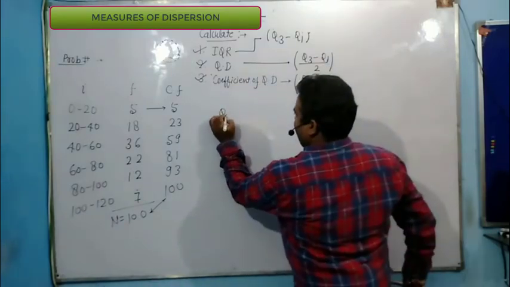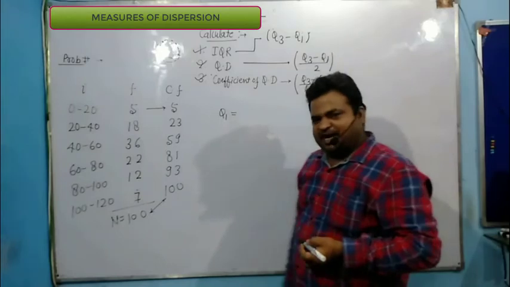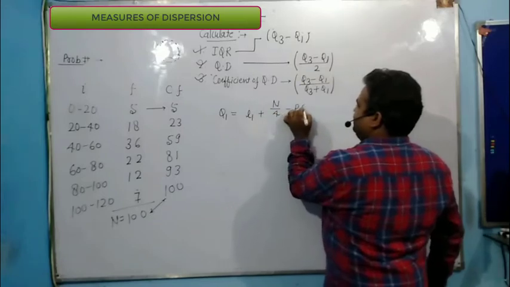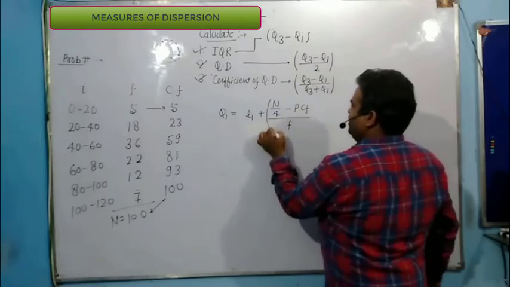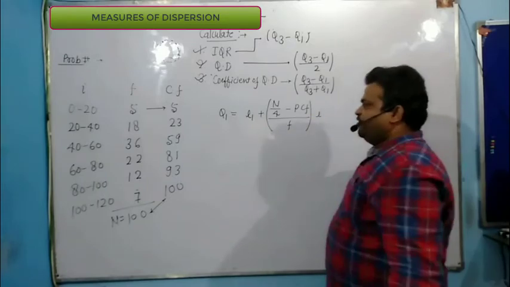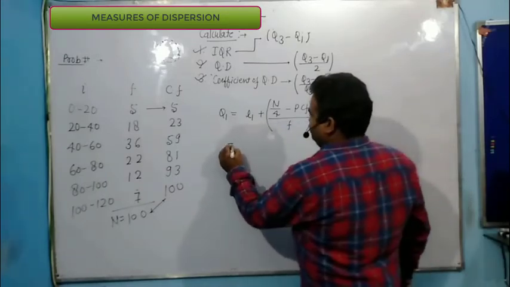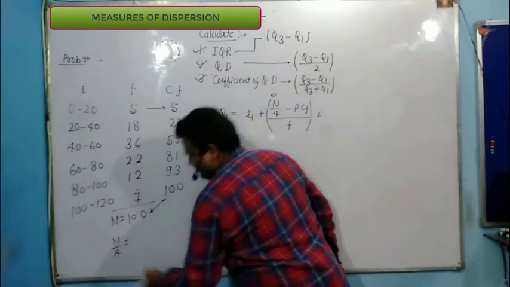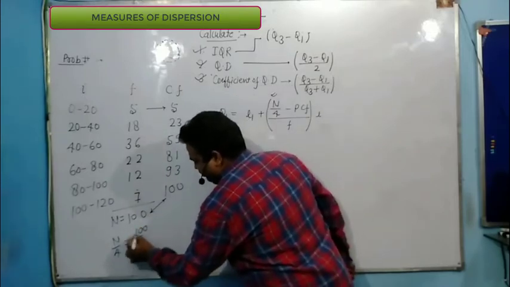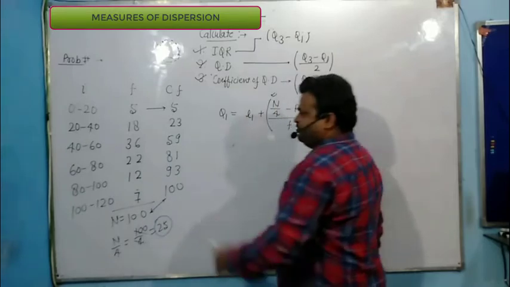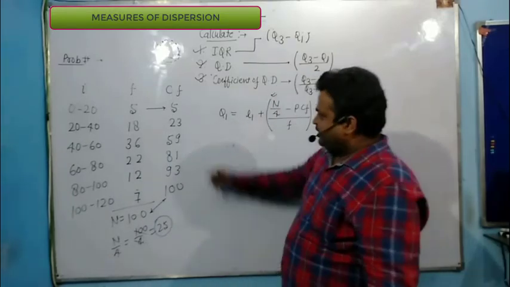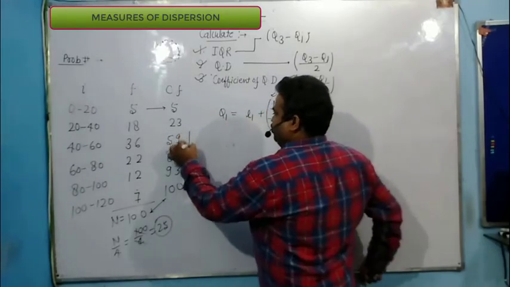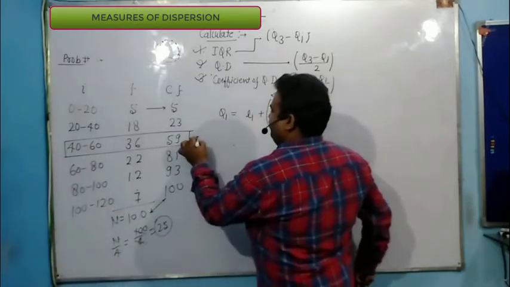Now find the value of Q1. What is my deciding parameter? The formula of the first, lower quartile is L1 plus (n by 4 minus PCF) divided by F, into I. So n by 4 is my deciding parameter. N is 100, divided by 4 it comes to 25. Now in the cumulative frequency, I need to check where this value lies. 23 is less than 25, but after this the value falls. So this is the range of my Q1 value.